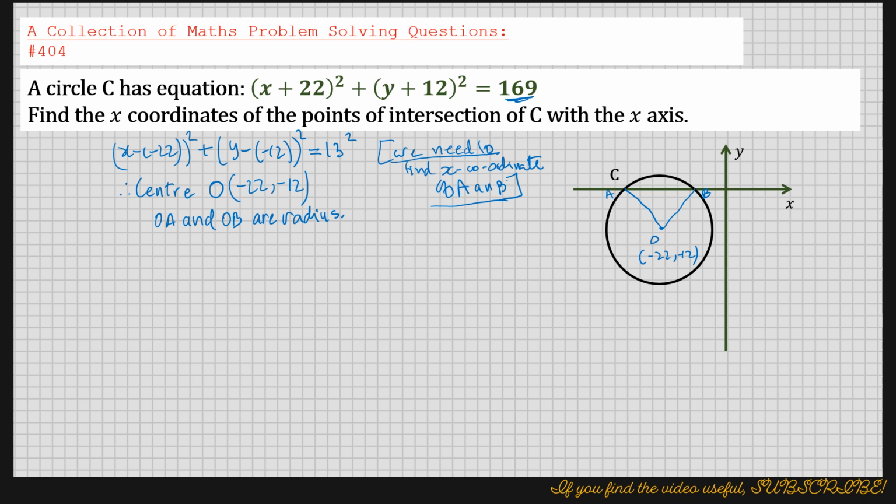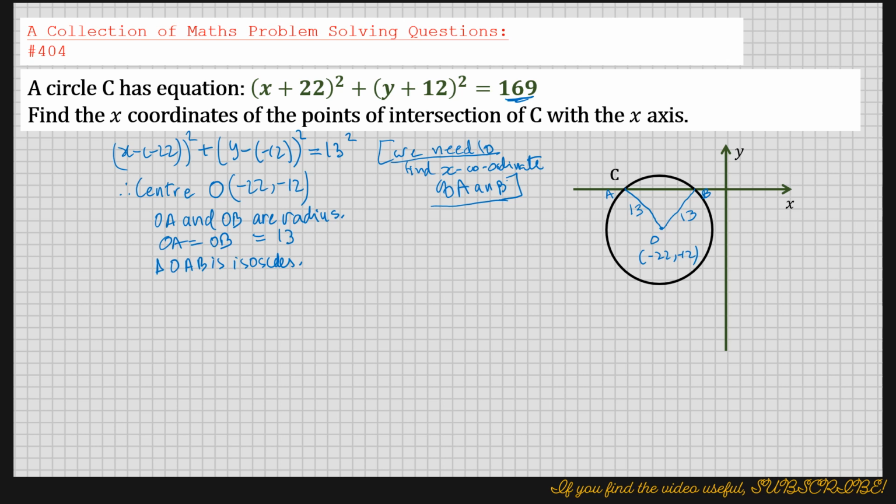So OA and OB are the radii, right? We know OA is 13 and OB is 13. OA equals OB equals 13. So triangle OAB is isosceles. I just wrote it down.